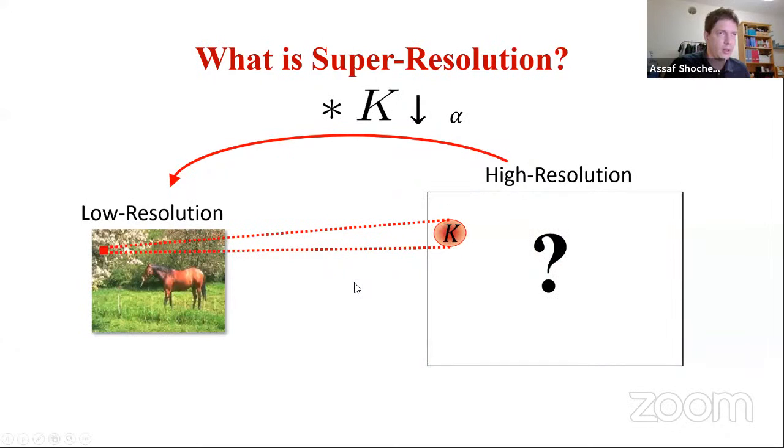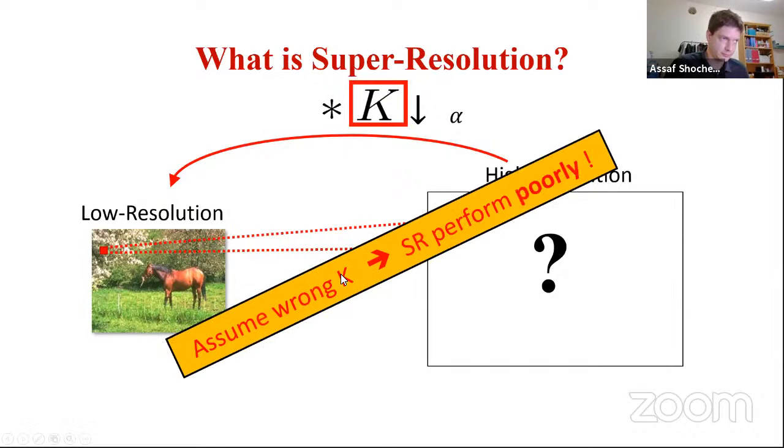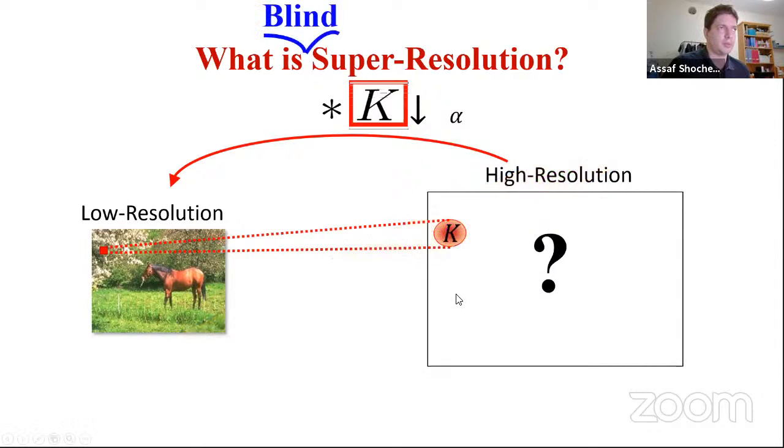It's hard enough to do super resolution when you know the kernel, but if you don't know the downscale method, then you have almost no chance to do super resolution. We've seen some examples of that before. This is very important for super resolution, and we're after this challenge called blind super resolution. Blind super resolution specifically refers to the challenge of super resolution where you don't know the downscaling kernel.